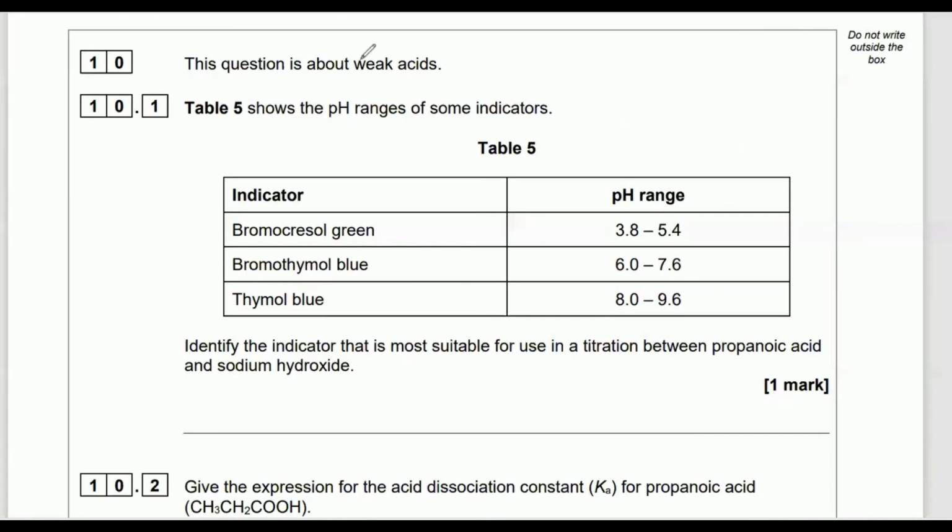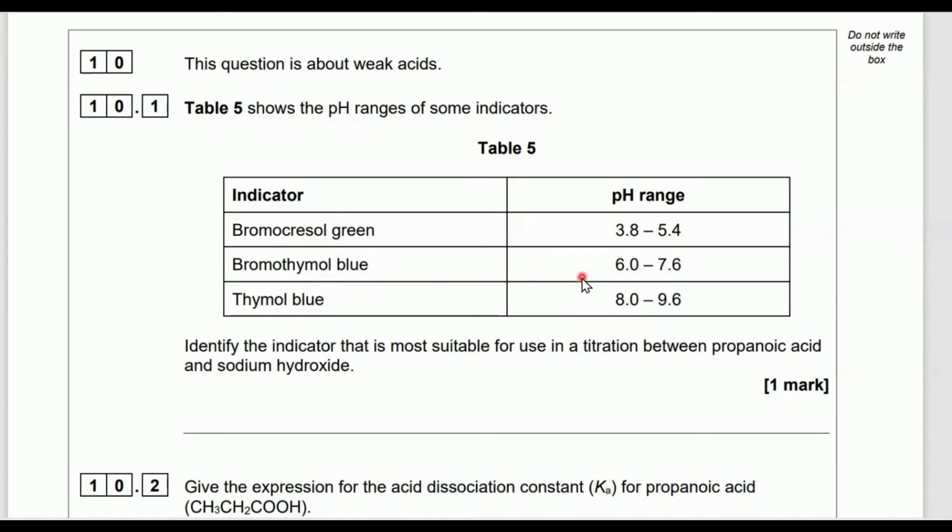So, this is from the 2023 paper one for AQA A-level chemistry. Question 10. This question's about weak acids. 10.1. Table 5 shows the pH ranges of some indicators. Hopefully you remember what an indicator is. It's a chemical that changes color when it changes pH.